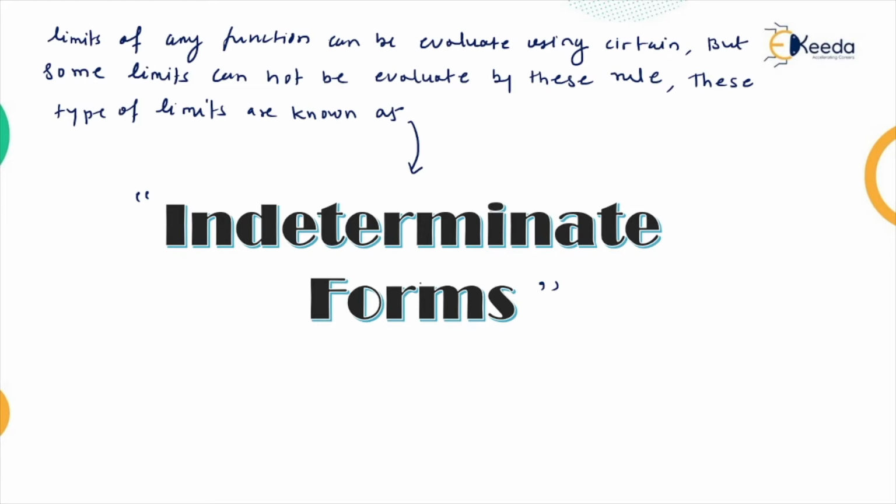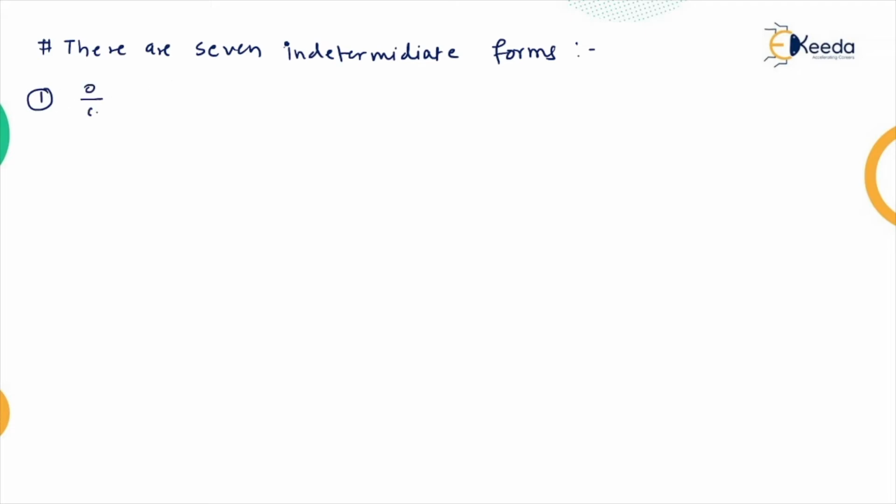We are going to discuss indeterminate forms here. So how many indeterminate forms are there? There are seven indeterminate forms, guys. The forms are very easy to understand. If you observe the numerator and denominator of the form, it is very easy to understand. So the first indeterminate form is known as the 0 by 0 form.